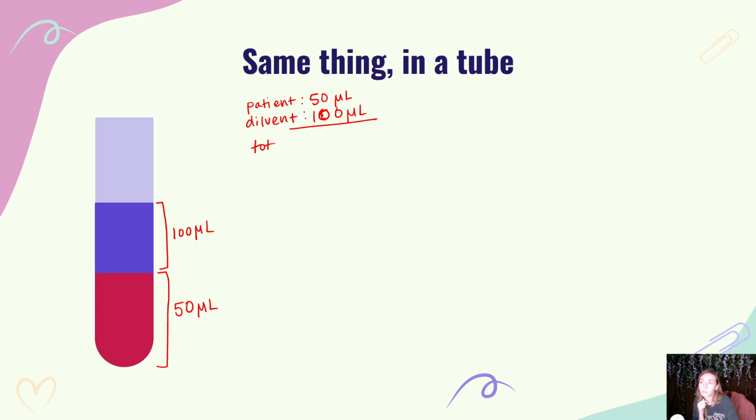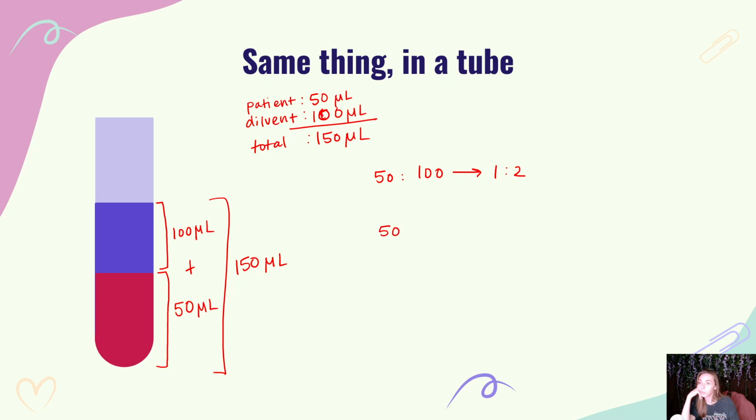To find my total, I just add those together. 150 microliters is my total volume. Okay, so I have 150 microliters in total. I can do my comparison of patient to diluent, so 50 to 100, which would then break down, divide both sides by 50, you would end up with a ratio of 1-to-2, right? I can also do my patient 50 to my total volume, 150, divide by 50, and you would end up with 1/3. Does that make sense?